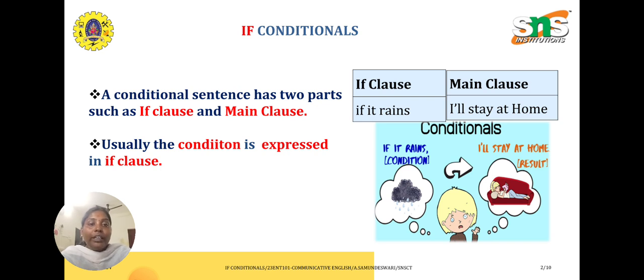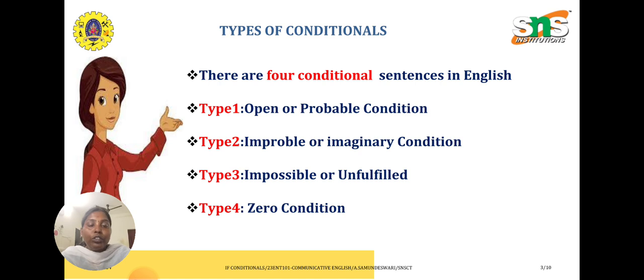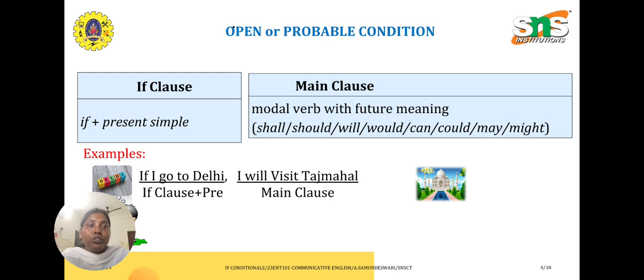So this can be divided into four divisions: type 1, which is called open or probable condition; type 2, improbable or imaginary condition; type 3, impossible or unfulfilled condition; and the fourth one is named zero condition. We'll explore all the four types individually. The first one is open or probable condition.